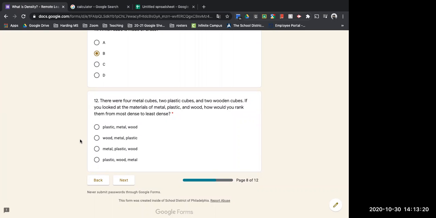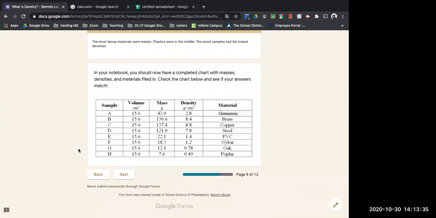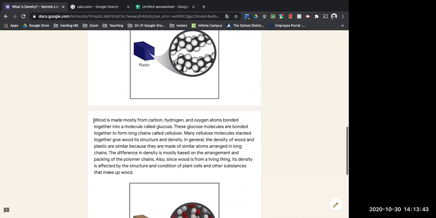If you look at the materials of metals, plastics, and woods, how would you rank from the most to the least? Metal, plastic, wood. Metal, plastic, wood. There you go. So yeah, it's like that. Most common things, most metals are more dense, and then plastics, and then woods.